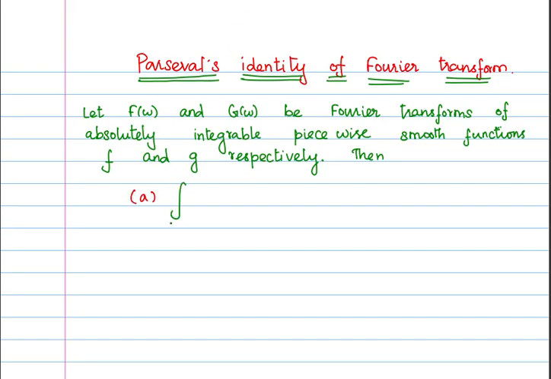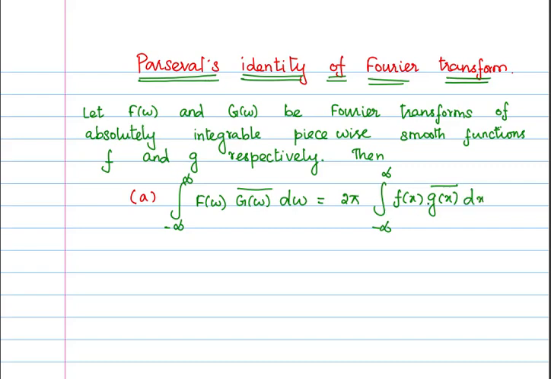the integral from minus infinity to plus infinity of F of omega times the complex conjugate of G of omega, integrated with respect to d omega, equal to 2 pi times the integral from minus infinity to plus infinity of f of x times the complex conjugate of g of x dx. Suppose g is real, then the complex conjugate becomes g of x only.